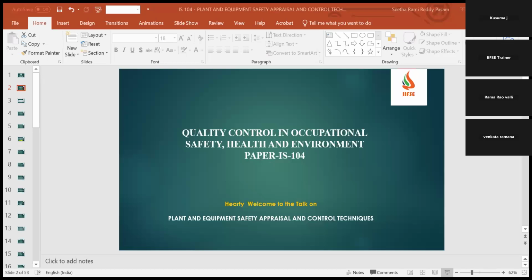even walkthroughs, then audits. There are different types of audits, again organization specific. As per ISO we have internal audits and external audits. Apart from that, even cross functional teams do their audits. Even cross functional units will perform the audits. Then reviews, reviews on HIRA, reviews on procedures, etc., and they will analyze the results.